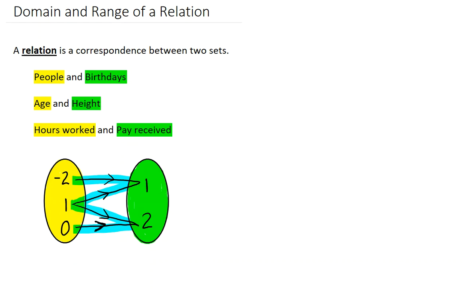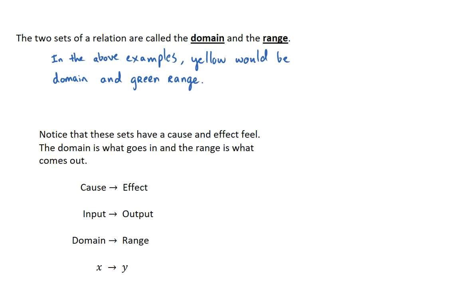Alright, now that we see what a relation is, let's go on to the words domain and range. When you're dealing with a relation, the two sets of a relation are called the domain and the range. In the examples I gave before, the yellow would have been the domain and the green would have been the range. In general, the domain is where you start from and the range is what you go to. So if you think of a domain like a king's domain, that's his home base, and then the range of his rule is the extension of his home base.